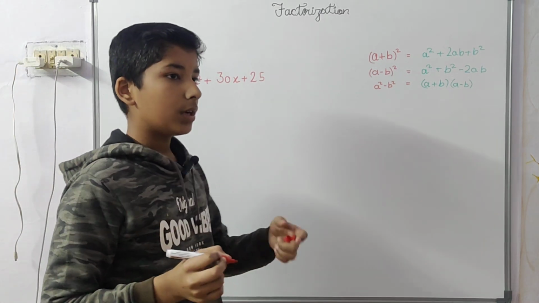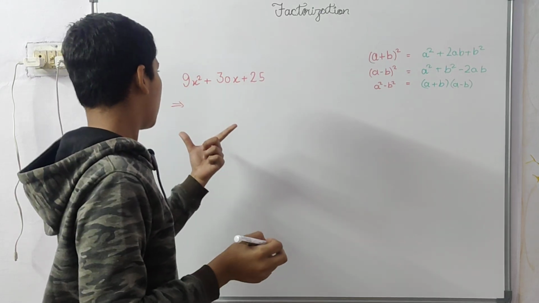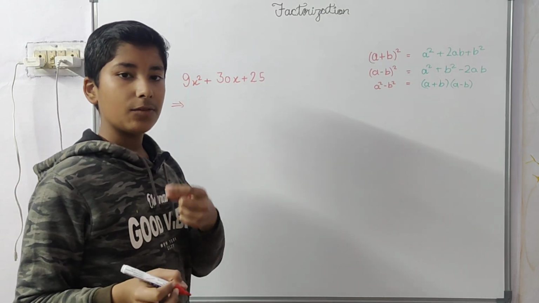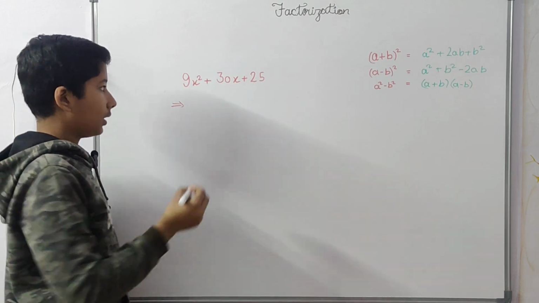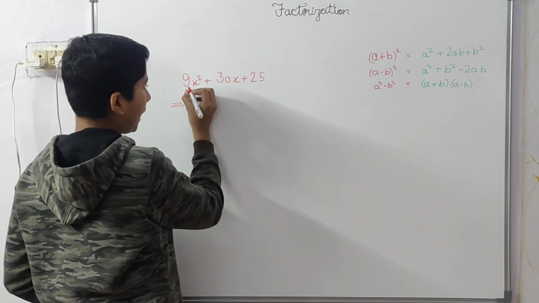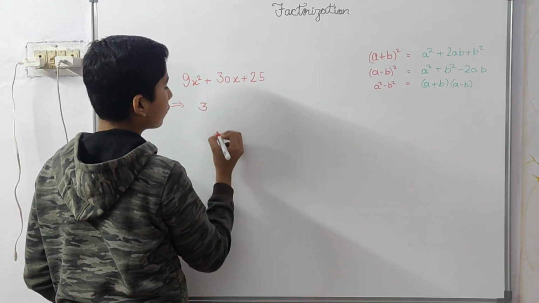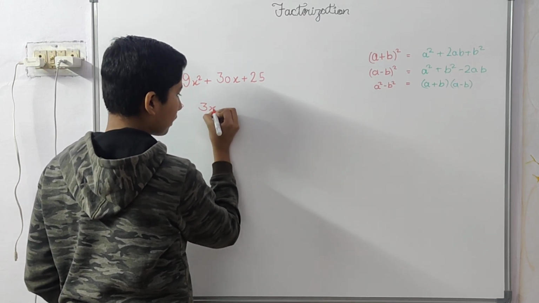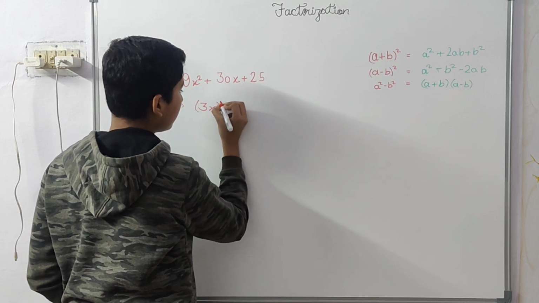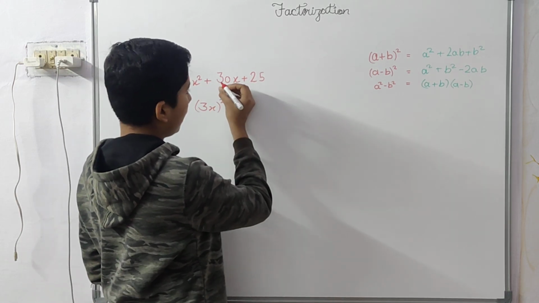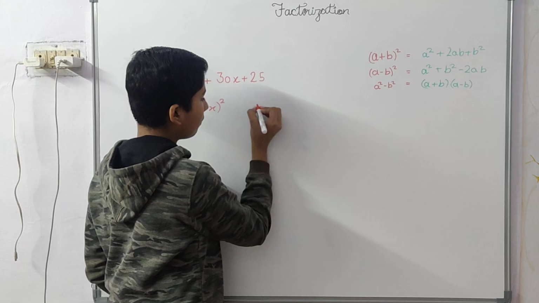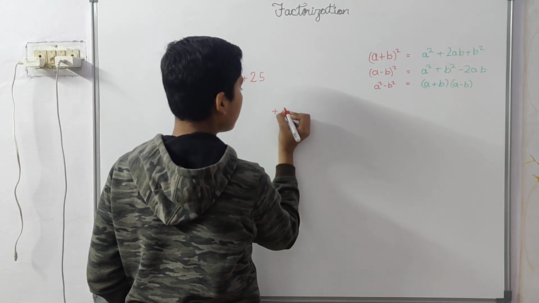See, the students of 9th class can skip this part if they already know, and if they don't know, then they should learn this. See, 9 is the square of which number? It is the square of 3, and x square is the square of x. We can write it as 3x whole square. And 25 can be written as 5 square.